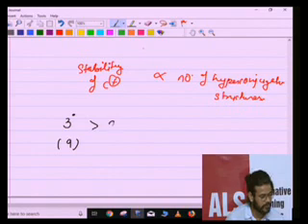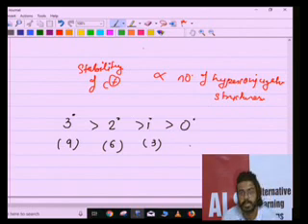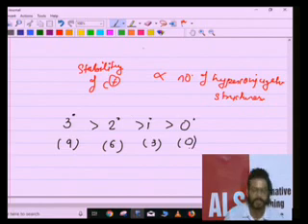And in case of secondary, the number of hyperconjugation structures are 6. In case of primary, the number of hyperconjugation structures are 3. And in case of methyl, which is also known as 0 degree carbocation, the number of hyperconjugation structures are also 0. Okay? And why is it so?